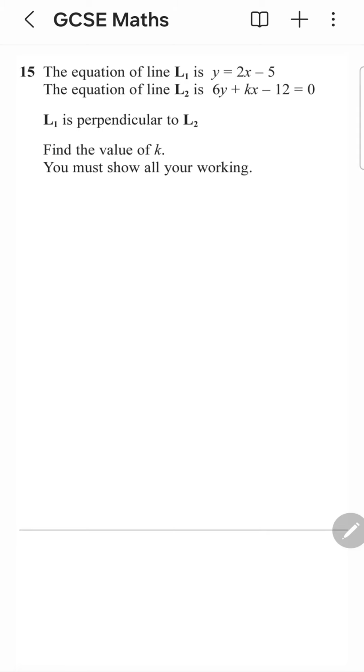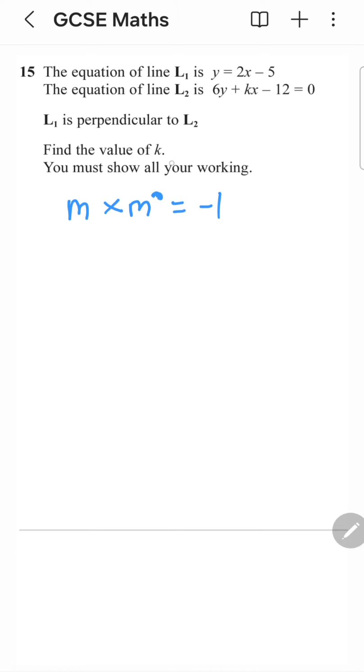So the first thing you need to know here is that for two perpendicular lines, when you multiply the gradients, you have to get minus 1. So m is the gradient of one, and m dash is the gradient of the other one. When you multiply these two gradients, you have to get minus 1.